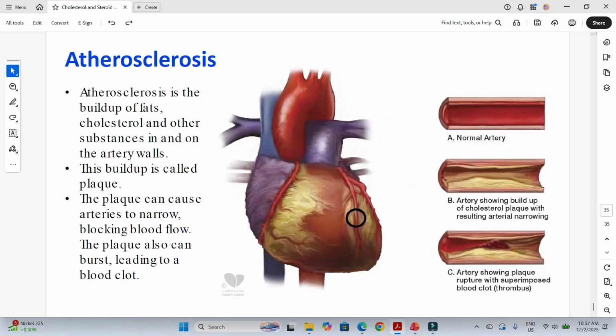Now, atherosclerosis refers to the buildup of fats, cholesterol, and other substances in and on the artery walls. For example, here. The buildup is called a plaque, and the plaque can cause arteries to narrow, blocking blood flow. The plaque also can burst, leading to a clot. This is a normal artery, and this shows an artery with a buildup of cholesterol plaque, with resulting arterial narrowing. Here is an artery showing plaque rupture with superimposed blood clot or thrombus.